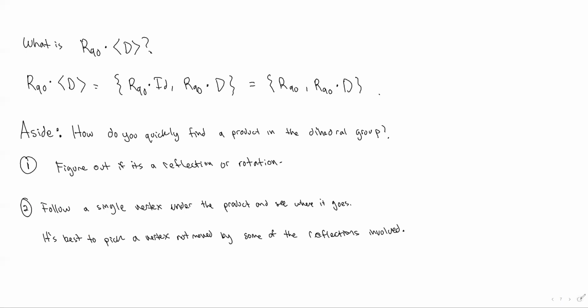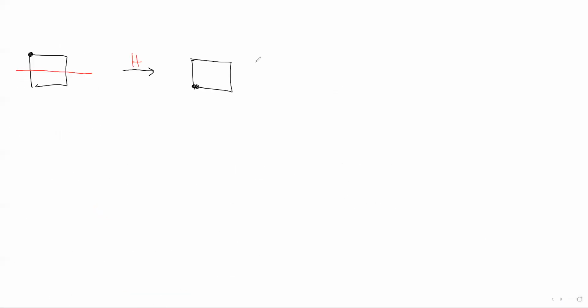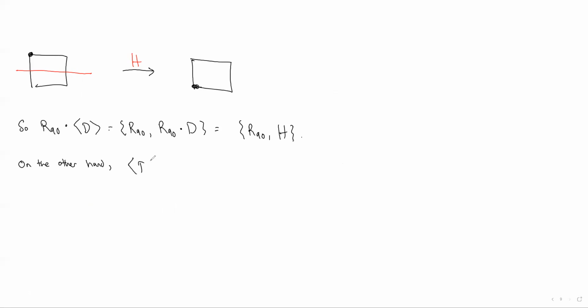But going back, we have R90 times the subgroup generated by D. Is R90 and R90 times D, which is R90 and H. On the other hand, what's the right coset? So it's going to be R90, and I'll show you step by step. So first you write the elements, and then you multiply each one by R90 on the right.